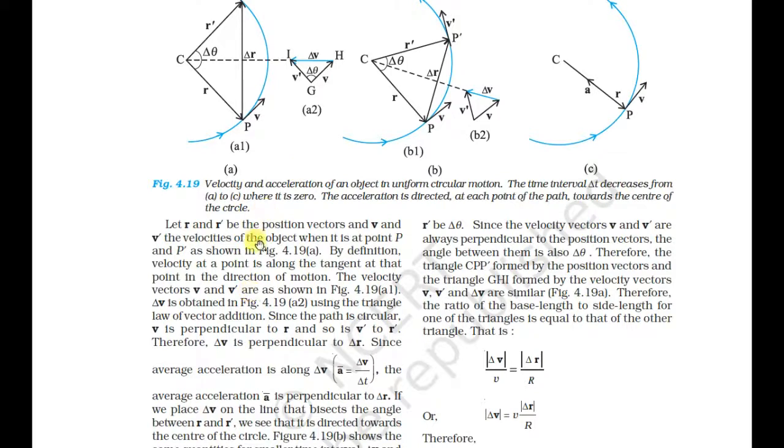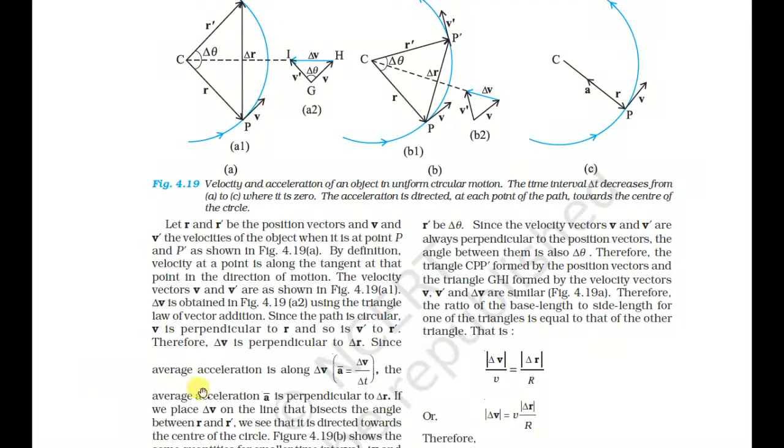See here, this is our other figure, obtained using the triangle law of vector addition. Since the path is circular, v is perpendicular to r and v dash is perpendicular to r dash. Therefore delta v is perpendicular to delta r.